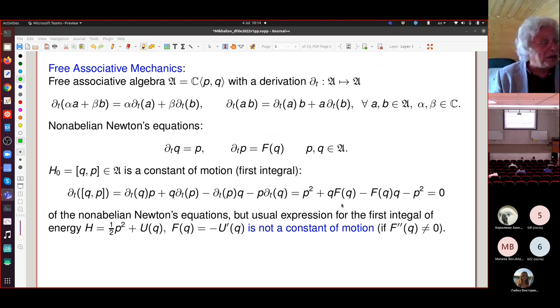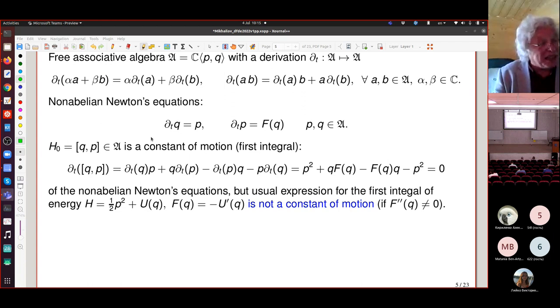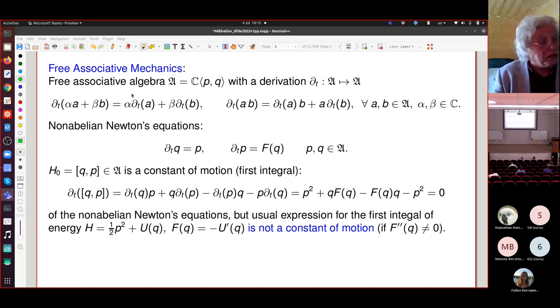Now let us assume that our variables, p, q, whatever, are elements of a free associative algebra. I will consider everything over C for simplicity. And then we can still define the dynamics of the system. What is a dynamics? It's a derivation of the free associative algebra. So we have a free associative algebra generated, in this case, by two letters, P and Q. A derivation is nothing but a linear map satisfying the Leibniz rule, the standard Leibniz rule, so it is defined by linearity on the whole algebra. And we can, for instance, say that the derivative of Q is P and the derivative of P is a polynomial of Q.